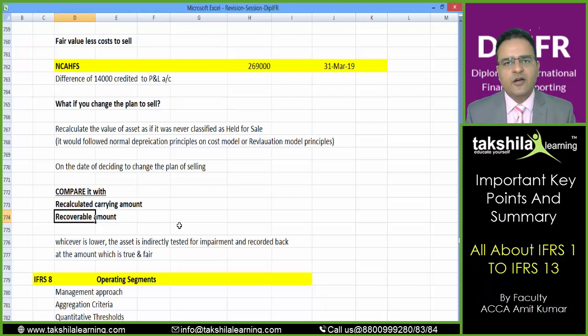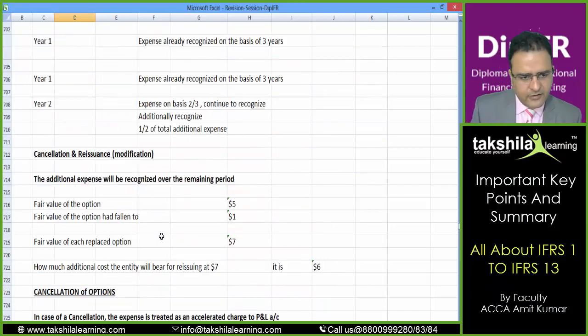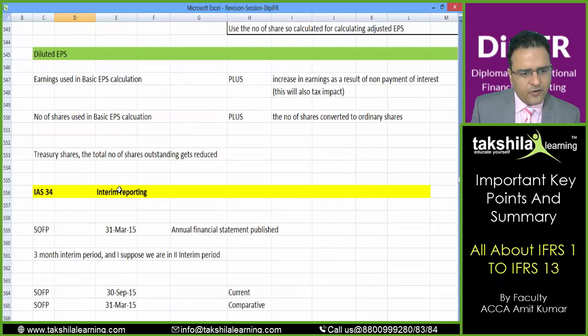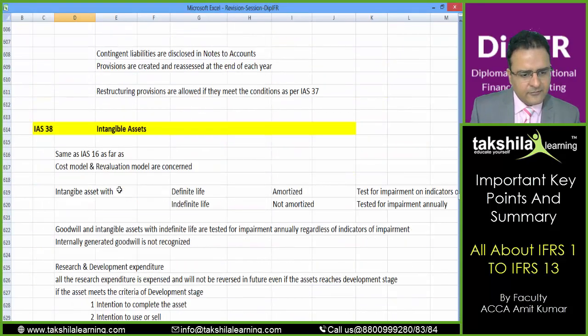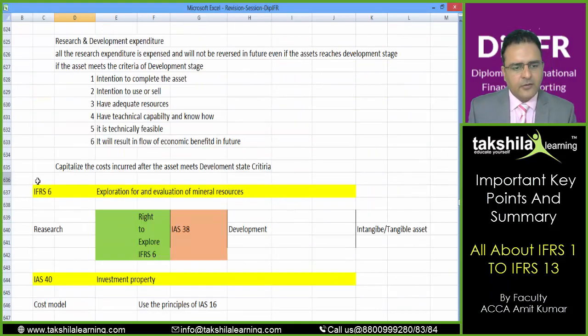So this is all about IFRS 5, non-current assets held for sale. The next standard was IFRS 6, exploration for and evaluation of mineral resources. Exploration for and evaluation of mineral resources we should have discussed as part of IAS 38 intangible assets. If you remember research and development expenditure, it said that all the expenditure being incurred in the research phase will be expensed, all the expenditure being incurred in the development phase are capitalized.